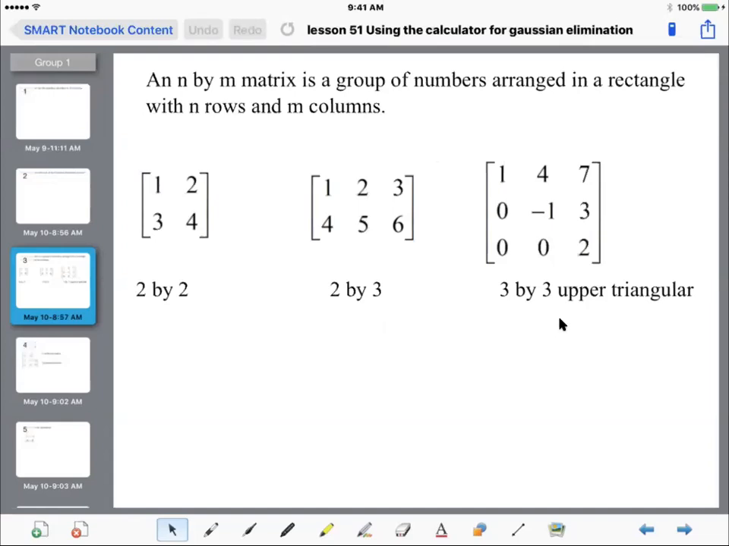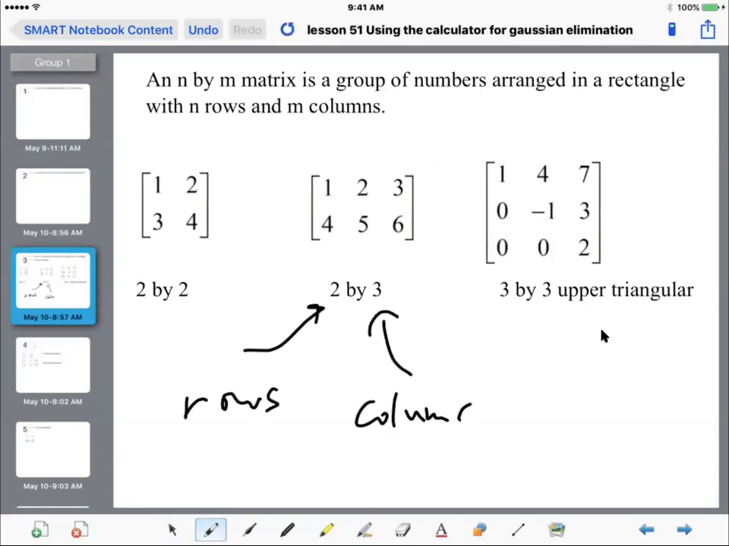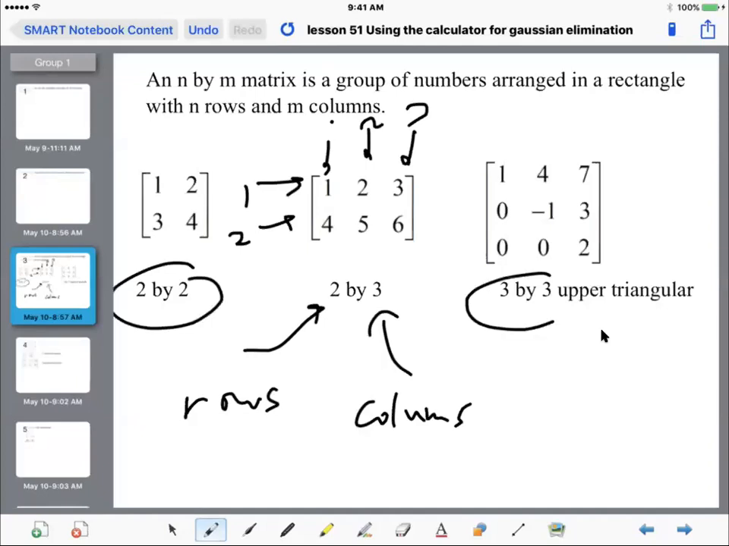Okay, so a matrix, in the most abstract definition, is a bunch of numbers arranged in a rectangle. A matrix has dimensions depending on how many rows and how many columns it has. The first number is the number of rows, and the second number is the number of columns. So this has 2 rows and 3 columns. These other ones are square matrices, so 2 by 2, 3 by 3.